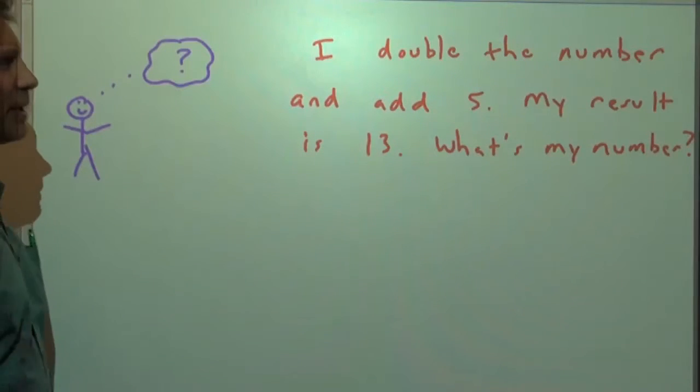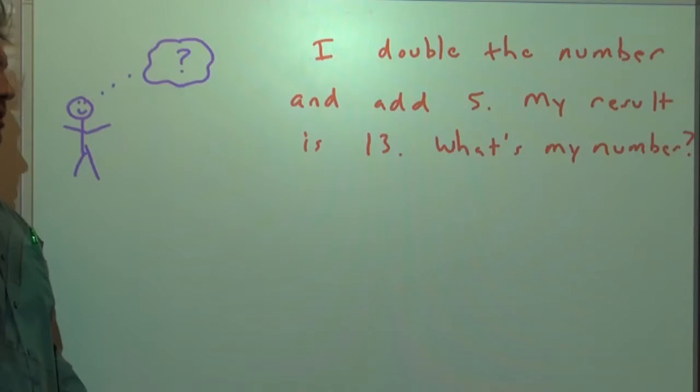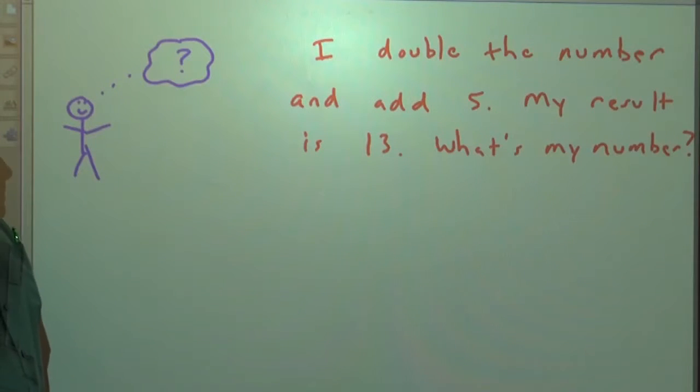I'm thinking of a number. I'm going to double the number and I'm going to add 5. My result is 13. What's my number?